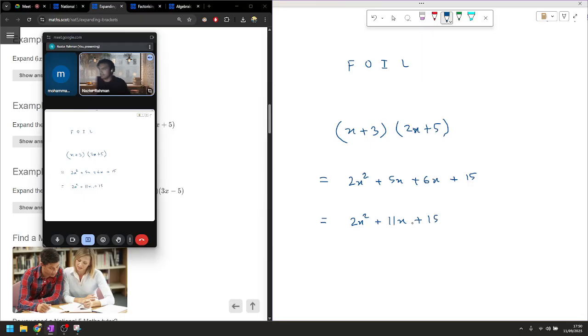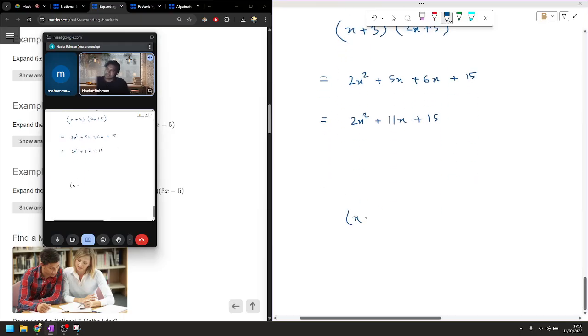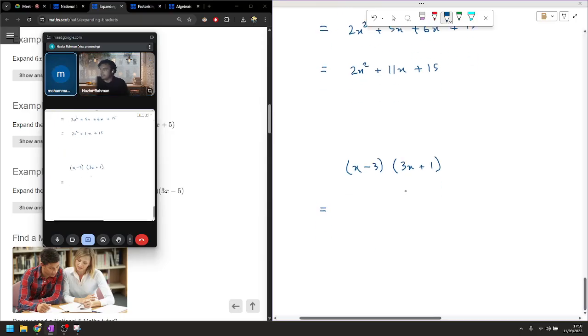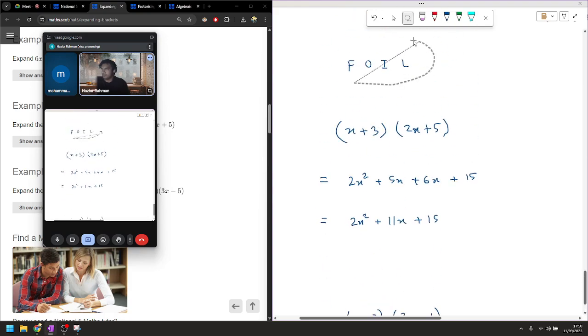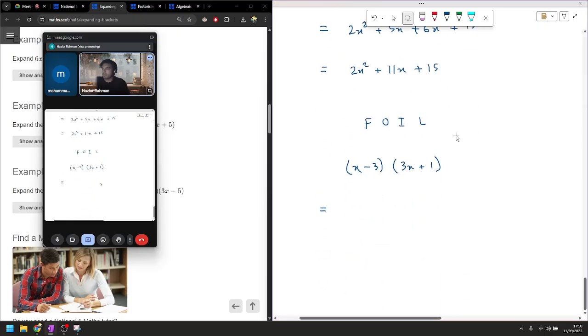So let's try with the minus. So what if I had x minus 3 times 3x plus 1? So introduce a negative sign now, so I have to be careful with that. So again, FOIL, I'm going to use that. So go on.